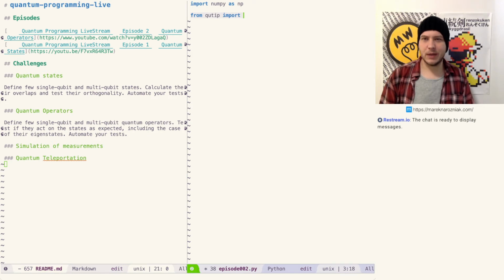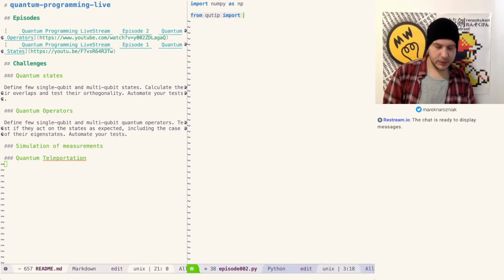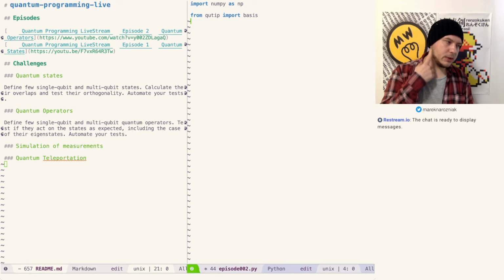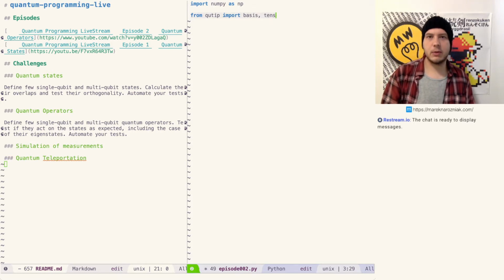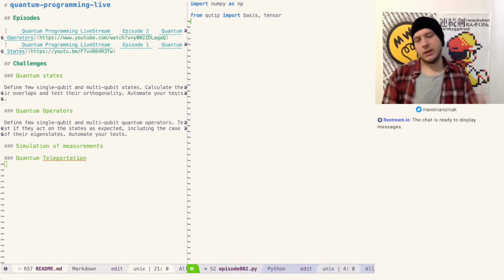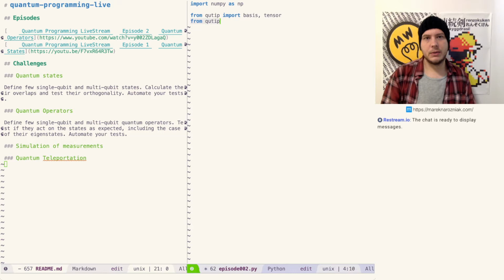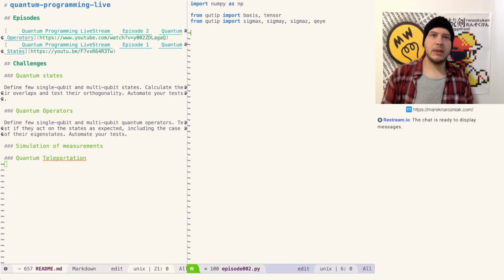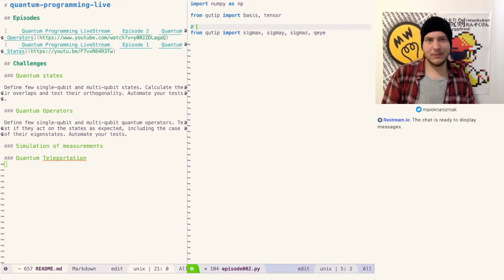Okay, so what do we need from QuTiP? We are going to work with states, so we need bases. We're going to do something multi-qubit as well, so we will need tensor product, and we need operators. To rotate those states, we will need operators that rotate about x, about y, and about z. Maybe also an identity operator. By the way, if you want to read about this, because my explanation is really quite poor, just Google Pauli operators. These are Pauli operators.